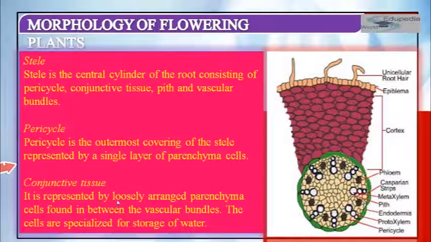Okay, now come to the conjunctive tissue. Conjunctive tissue is this. It is represented by loosely arranged parenchyma cells, which are found between vascular bundles. And what are vascular bundles? Xylem and phloem. So this is xylem, this is phloem. So conjunctive tissue is a connecting link that separates phloem from xylem. They are loosely arranged parenchyma cells found in between the vascular bundles, and the cells are specialized for storage of water, students.